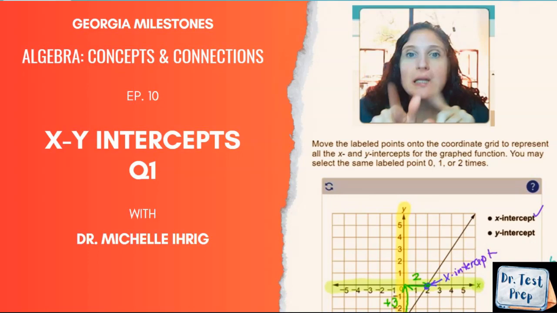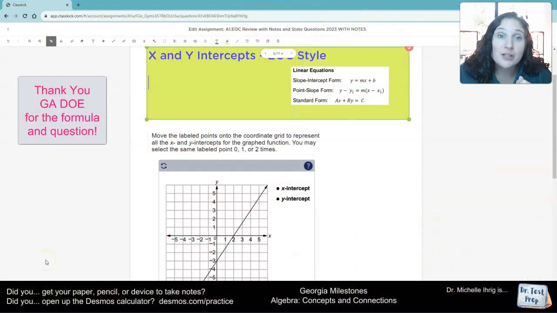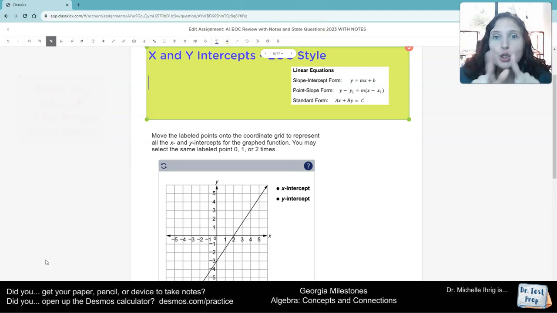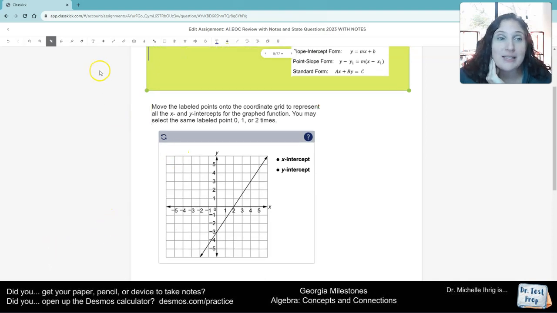All right, so let's look at an example of an EOC question that you might see. Now this is one where you're going to move and click points. Move the labeled points on the coordinate grid to represent all of the x and y intercepts of the graphed function. You may select the same labeled point 0, 1, or 2 times.